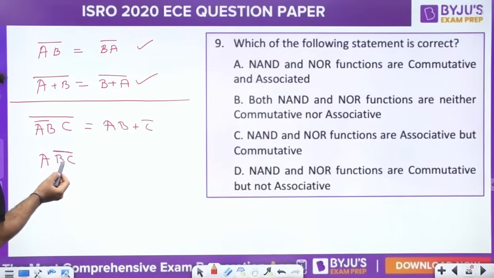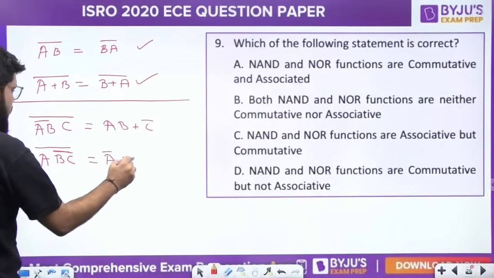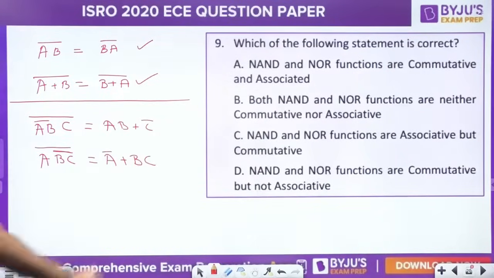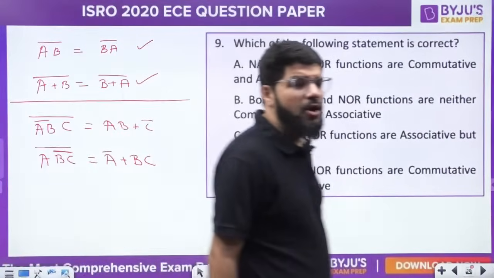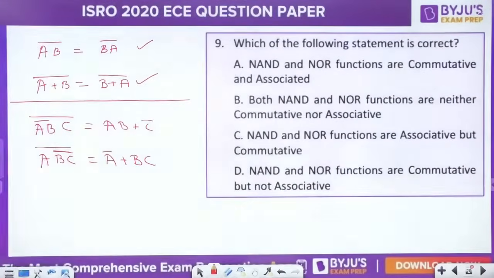First I will take the NAND of BC and then take the whole thing NAND with A. Again, if I apply De Morgan, this is going to be A bar plus BC. Are these two equal? Not at all. These two are not equal.